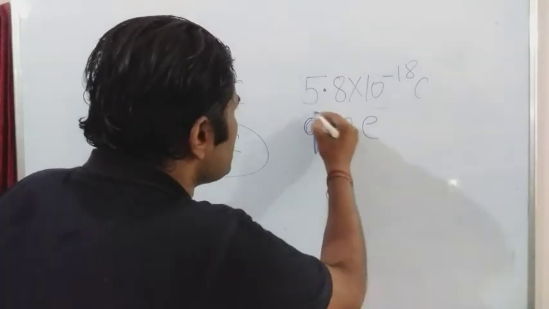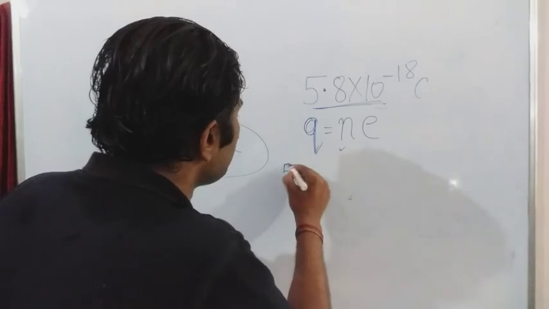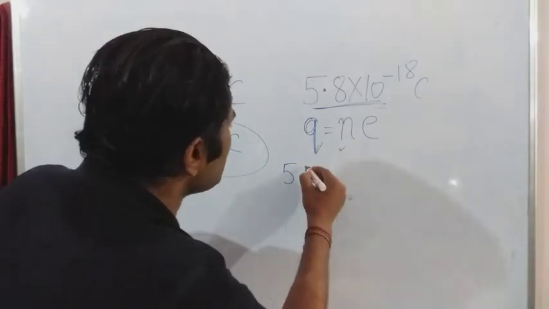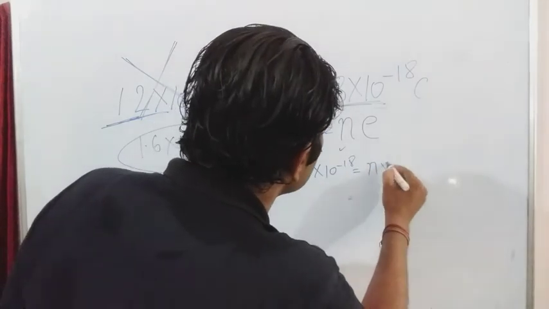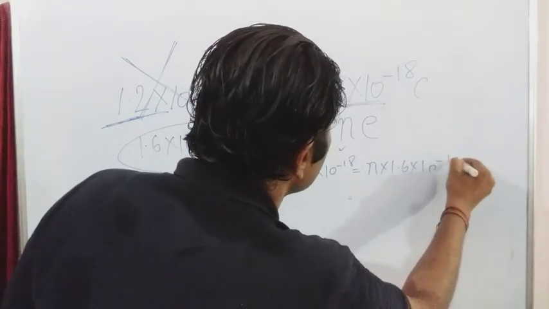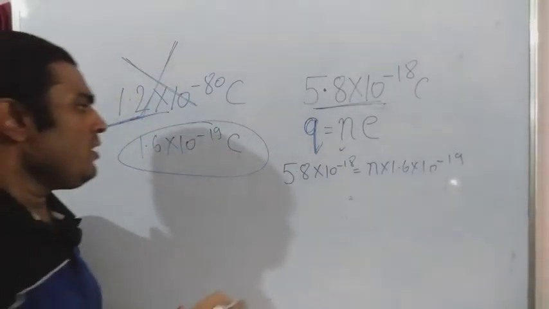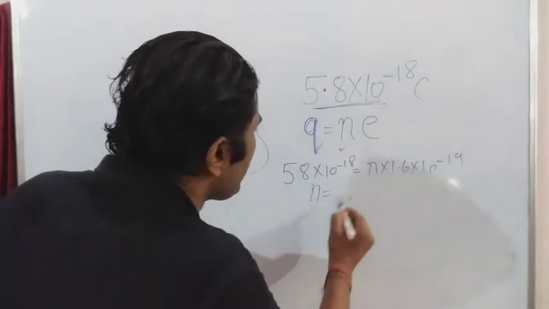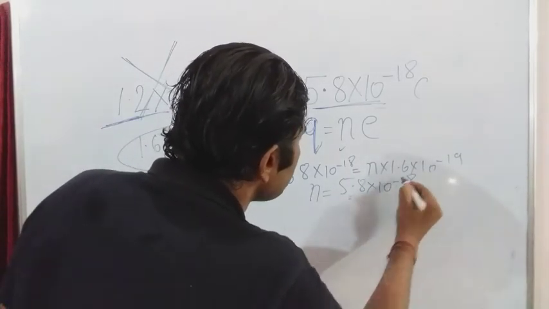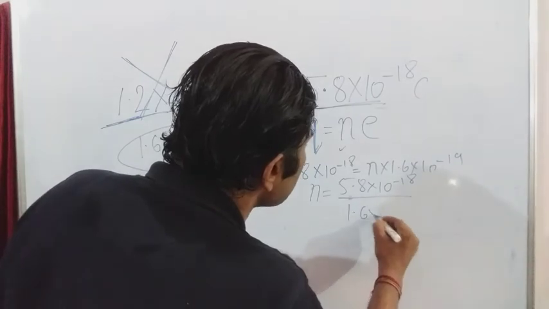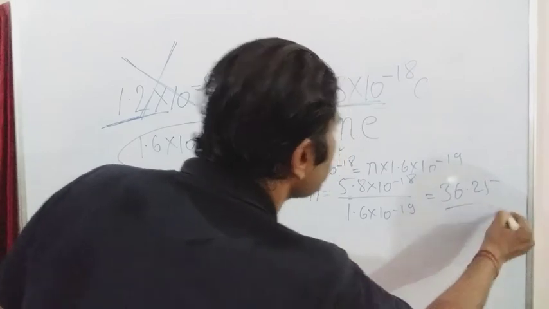What's the value of charge? The given value is this one. So let's plug in this value: 5.8 into 10 to the power minus 18 equals n into 1.6 into 10 to the power minus 19. Is that clear? Now let's find the value of n. It's 5.8 into 10 to the power minus 18 divided by 1.6 into 10 to the power minus 19. That's coming to be 36.25.